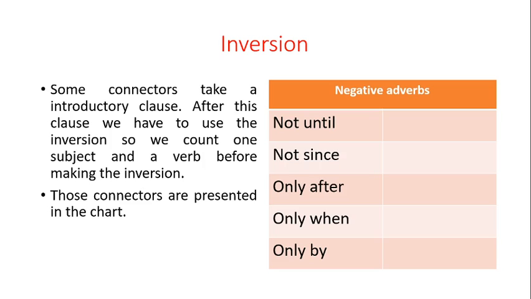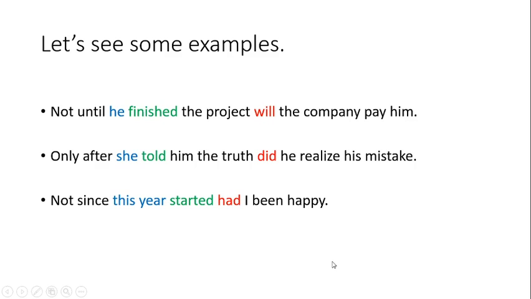With other connectors that are also negative connectors, what we had to do is use a clause after the connector, but this clause introduces another clause, the one that has the inversion. For example, not until, not only after, and not since enter in that category. So we use a clause that has a subject and a verb. And this subject and this verb don't have inversion, they are normal. But the second subject that we have in the same sentence, this one will have the inversion.